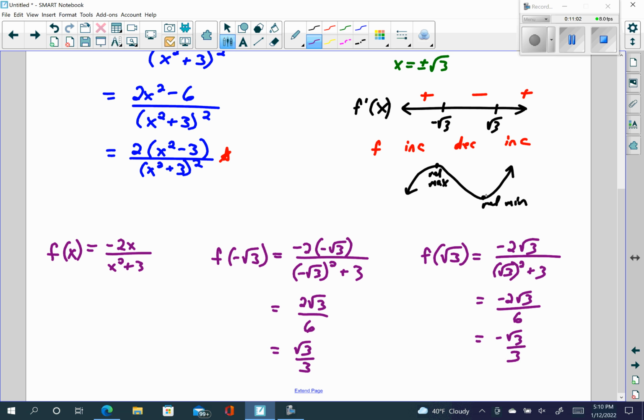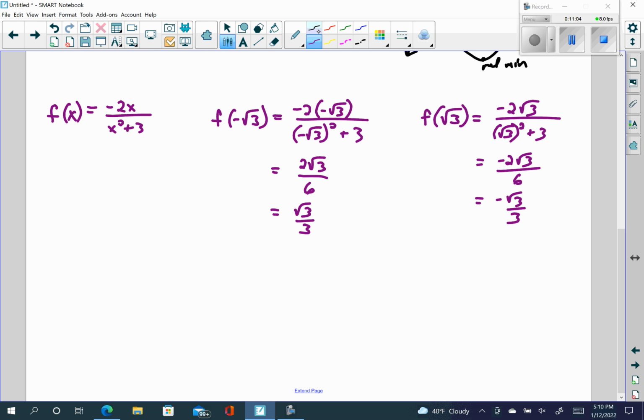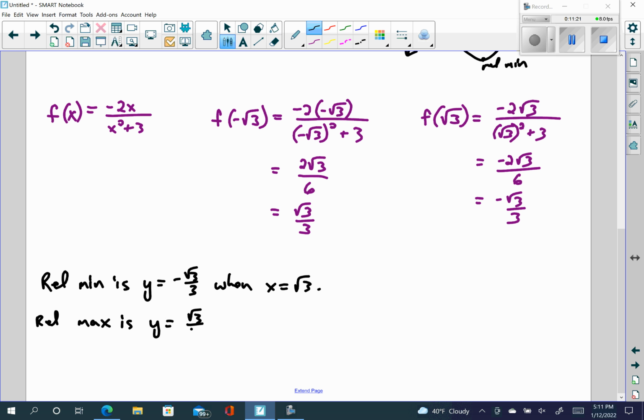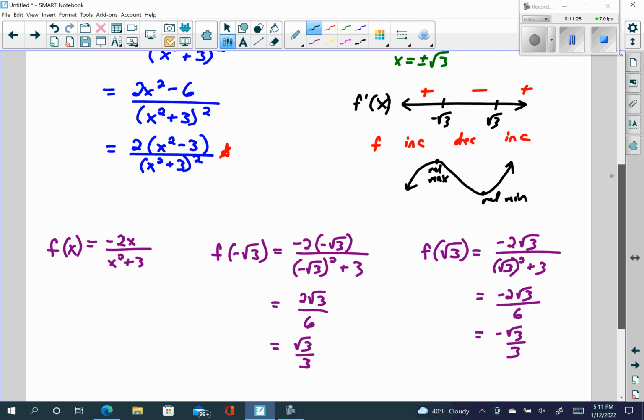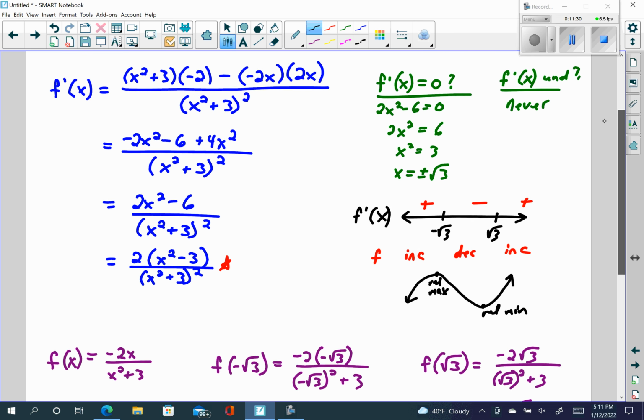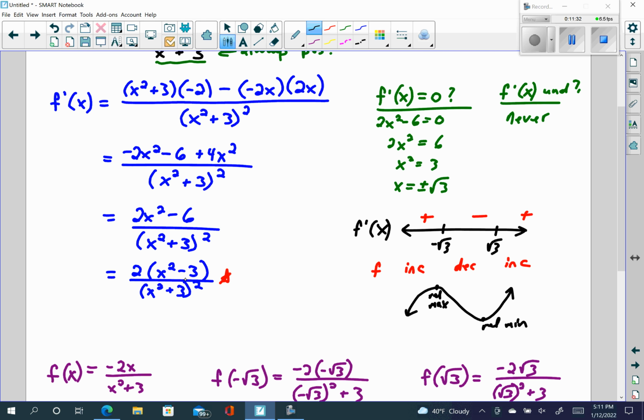And notice that's where we have our relative min. So we're going to answer this by saying we have a relative min, which is y equals negative radical 3 over 3 when x equals radical 3. We have a relative max, that is y equals radical 3 over 3 when x equals negative radical 3. So definitely a lot easier to use the first derivative number line. Because if this is our first derivative, imagine trying to find the second derivative for that. Not nice and easy.